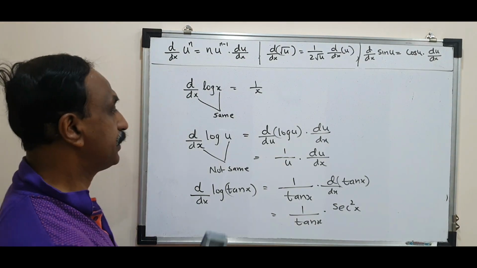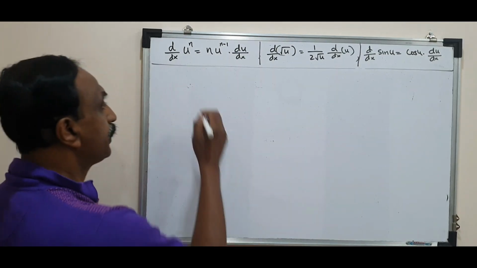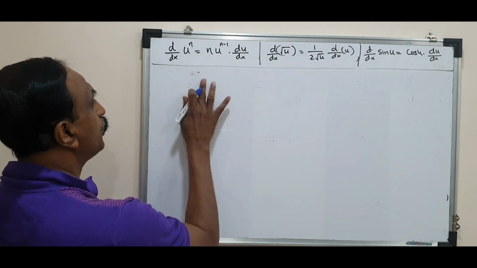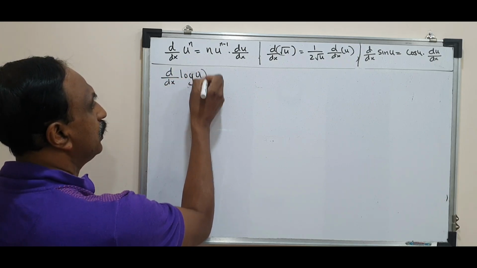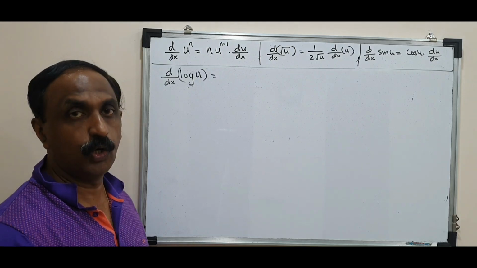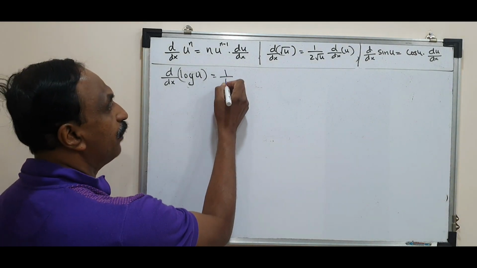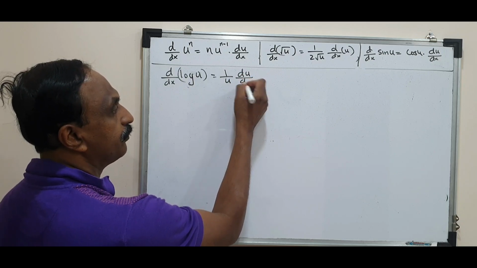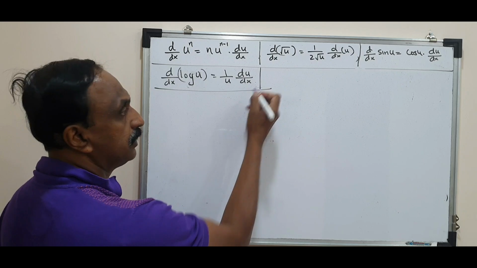Let's have another example. Once again, let's learn the formula. What is the derivative of log u? I'm writing it over here. First, to recap, the derivative of log x is 1 by x. The derivative of log u is 1 by u into the derivative of u. This is the derivative of log u. Now we are going to practice on this.